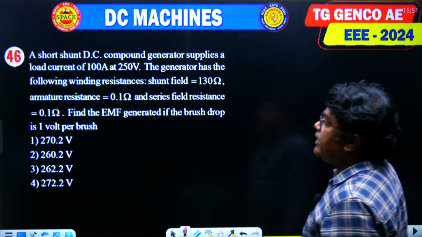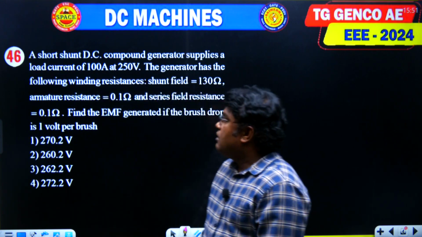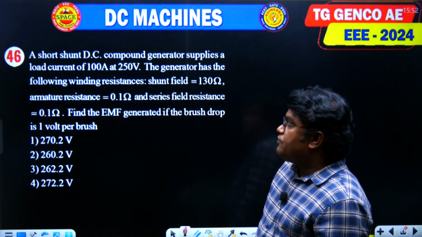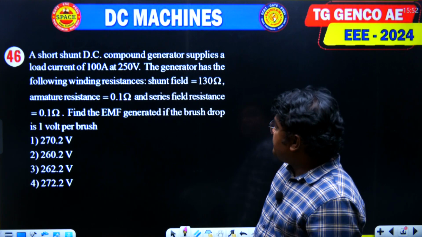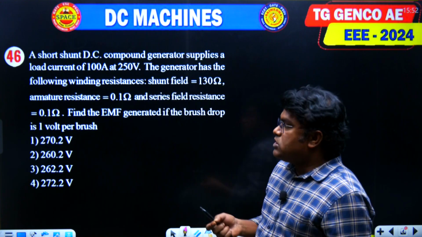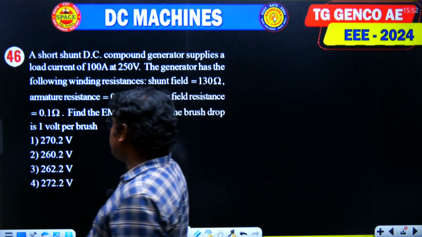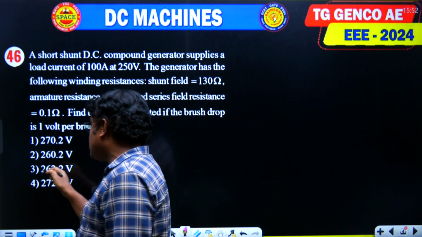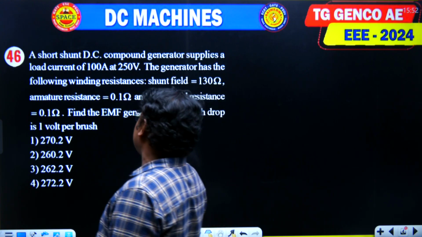And next, let us solve question number 46. A short shunt DC compound generator supplies a load current of 100 amps at 250 volts. Shunt field resistance is 130 ohms, armature resistance 0.1 ohm, series field resistance 0.1 ohm. Find the EMF generated. The brush voltage drop is 1 volt per brush. The options are 270.2 volts, 160.2 volts, 262.2 volts, and 272.2 volts.